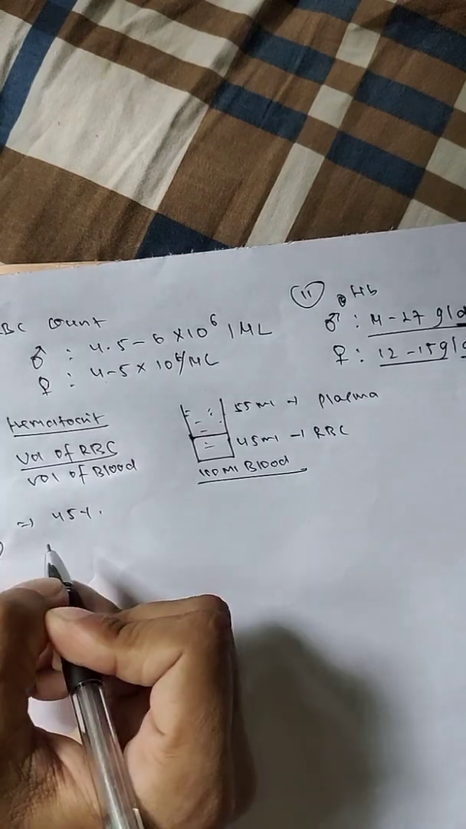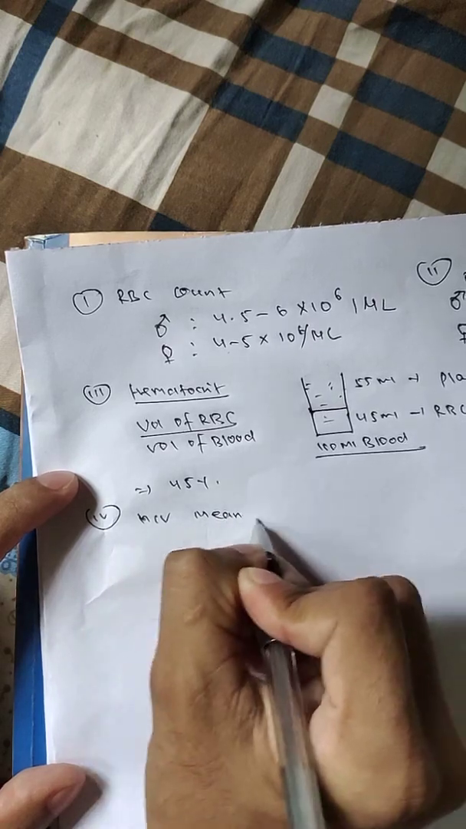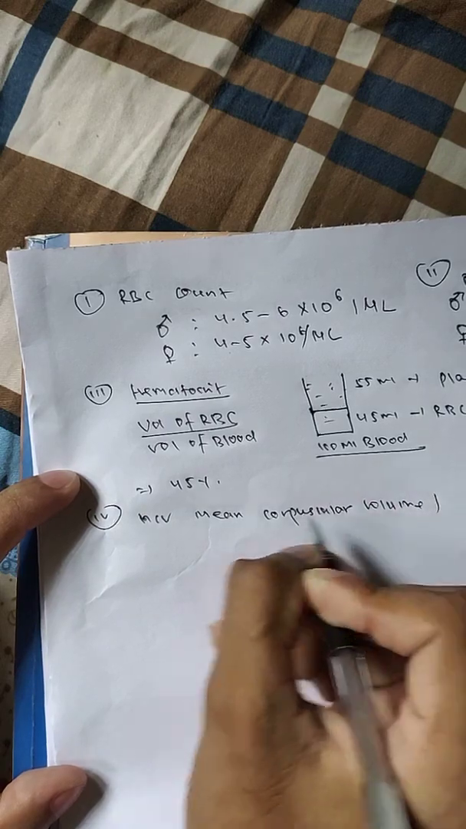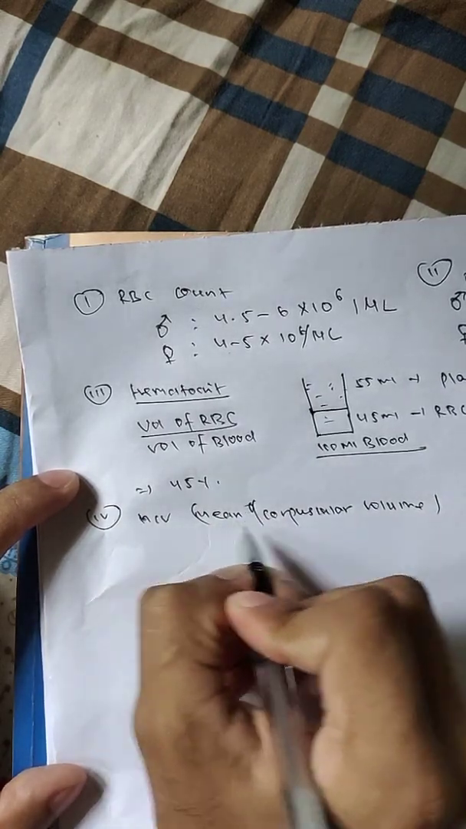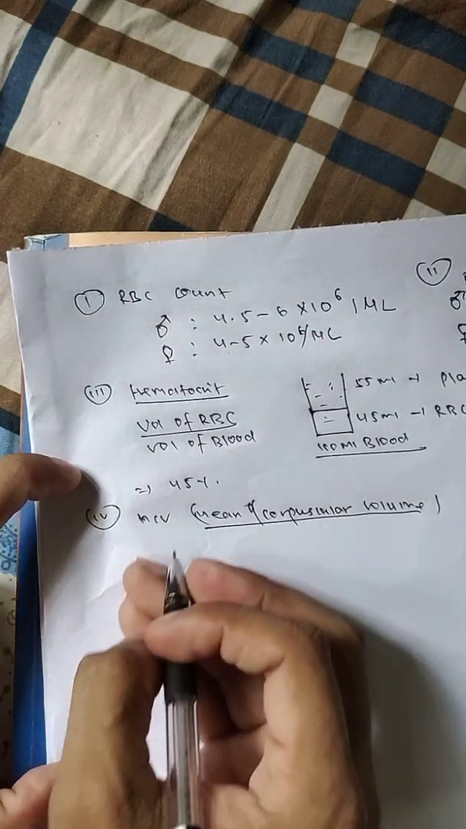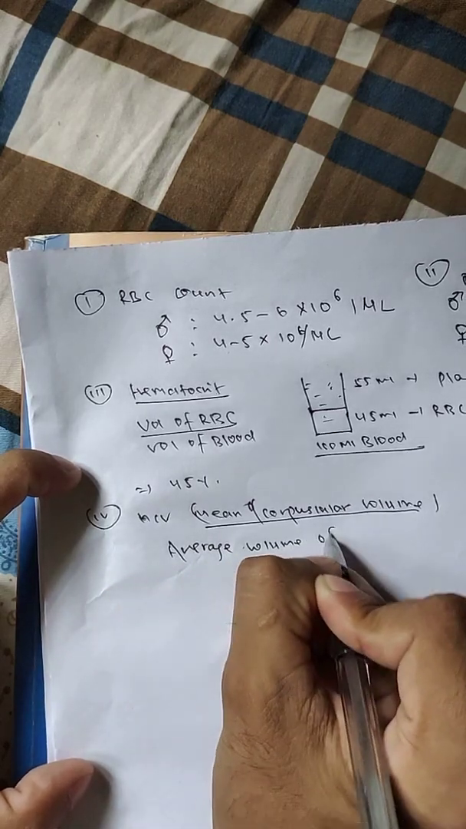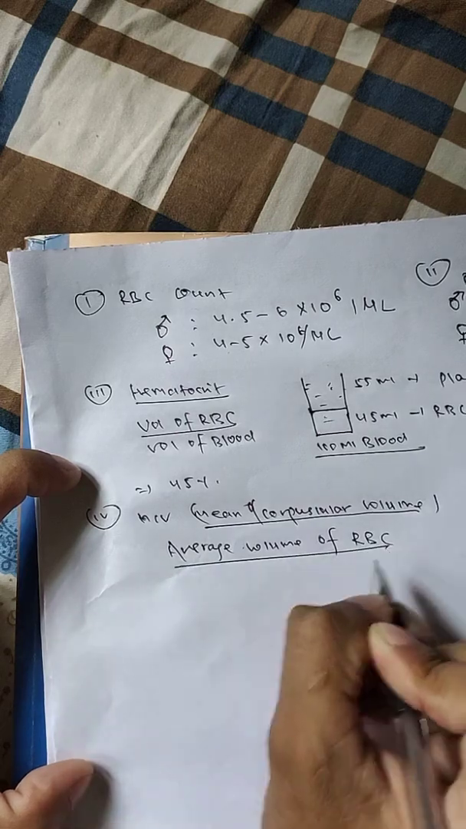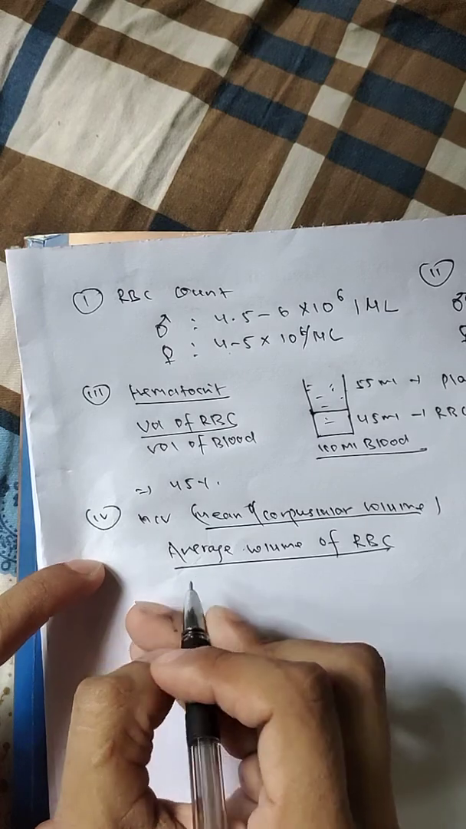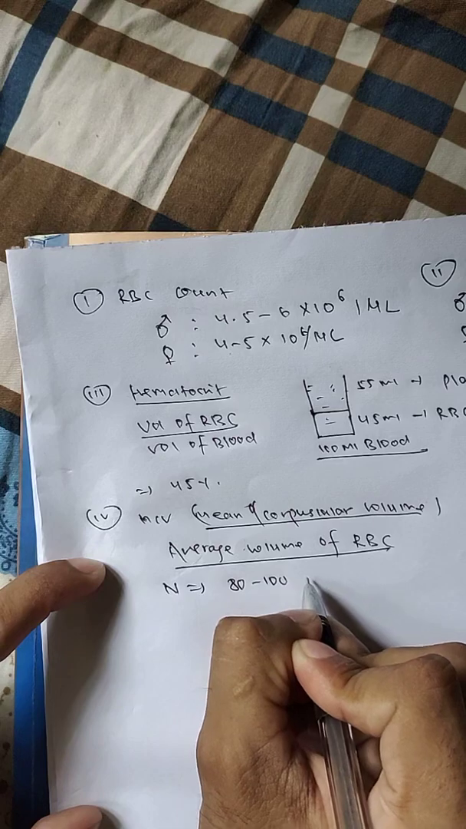So next thing I'm going to talk about is MCV, the mean corpuscular volume. This is the average volume of a red blood cell. There is nothing to derive here, but the normal value is about 80 to 100 FL.